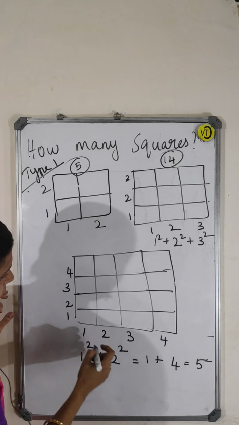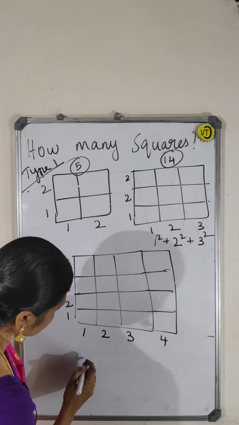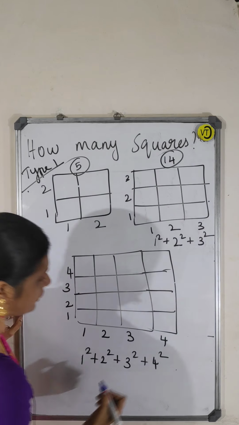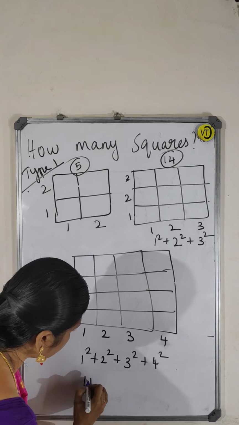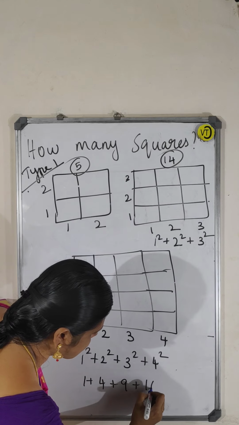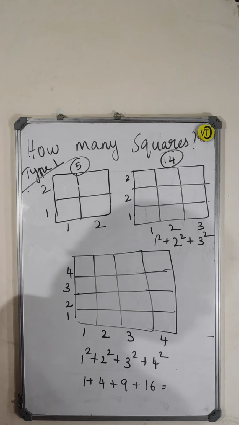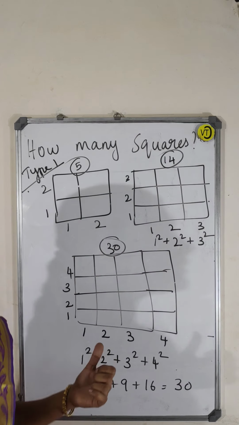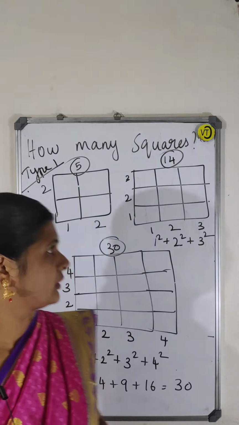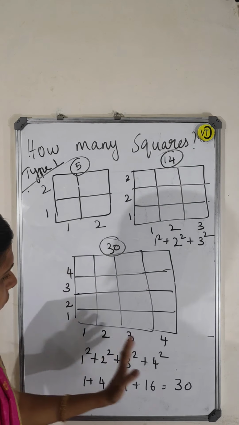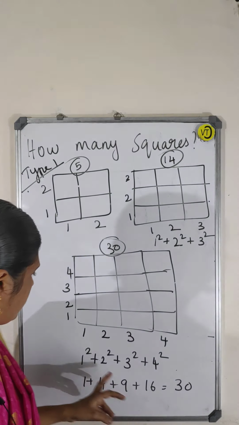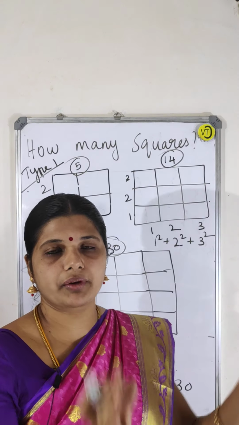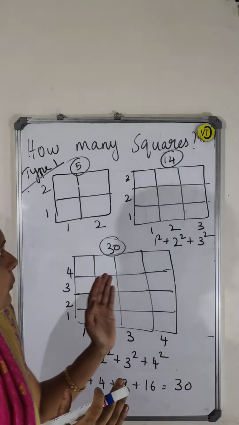So here in this case 1 square plus 2 square plus 3 square plus 4 square. That is 1 plus 4 plus 9 plus 16, and the answer is 30. 30 squares are there. Okay, easy, no? Any row or any column you take, you will have 1 square, 2 square, 3 square, 4 square. You just add up, and you get the total number of squares. Okay, this is type 1 guys.